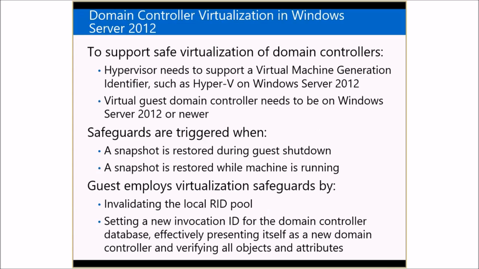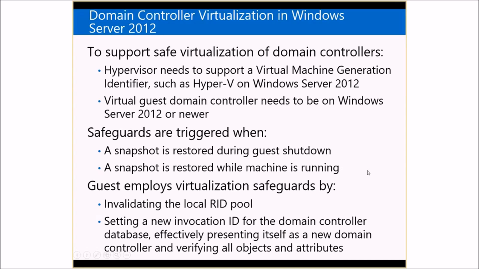So what happens? What safeguards? Like I said, if you don't have these safeguards, you'll have different information in Active Directory between the one that's not been gone back to a snapshot and the one that has gone back to a snapshot. That's where it causes the problems. So the safeguards are triggered when a snapshot is restored while the virtual machine is running. And basically the guest, when I say guest, I mean the virtual machine, okay?